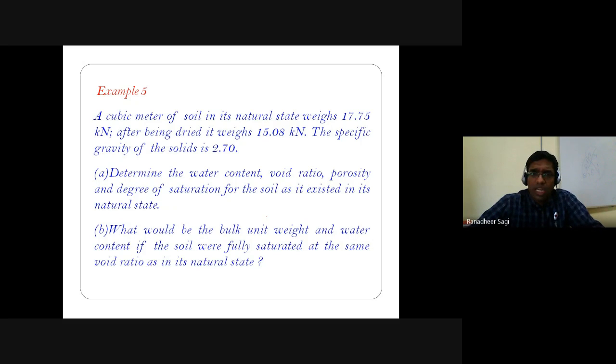This is all the data we have in this problem. So let's go ahead and solve it. First, before we proceed, let us understand that the total volume of the soil we are looking at is 1 meter cube, and the total weight of the moist soil in its natural state is 17.75 kilonewton within that 1 meter cube volume.